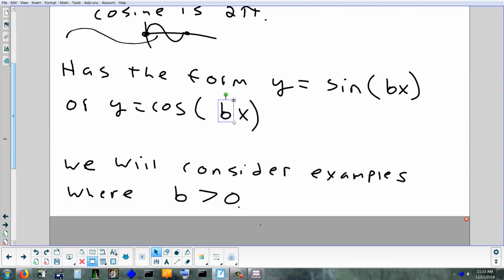So we're just going to be looking at examples where b is greater than 0. If it was less than 0, it would cause a reflection. This would be a horizontal reflection. But for the kind of graphs that we look at, we're just going to focus on b as a positive.